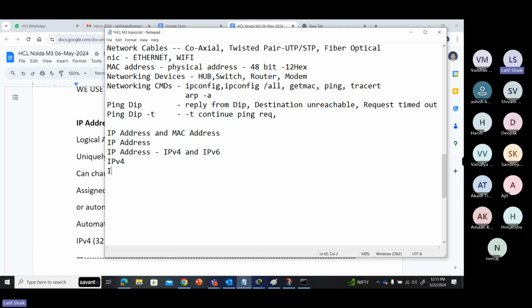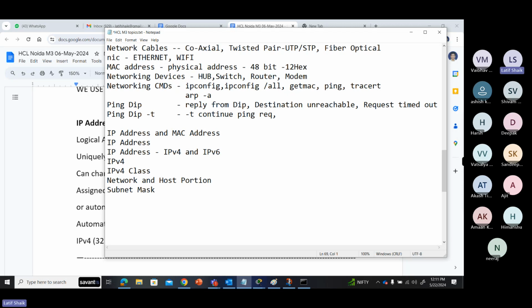IPv4 classes also we discussed: Class A, Class B, Class C, Class D. For Class A, Class B and Class C, we discussed their ranges as well as the network and host portions. And we discussed the subnet mask. What is the subnet mask?